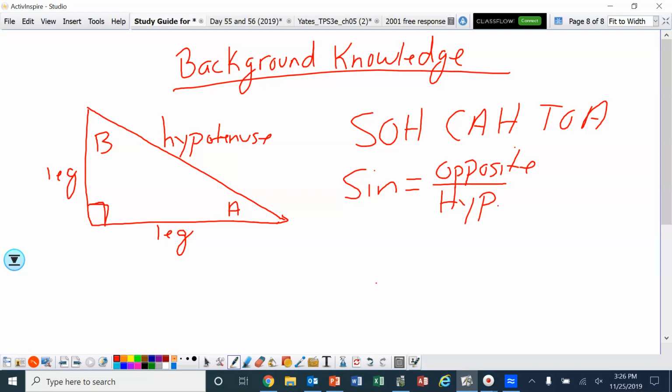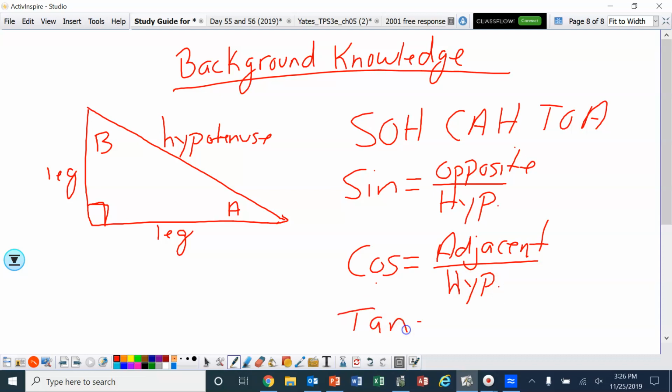or the letters. Okay, the C stands for cosine, and that's adjacent over the hypotenuse. Now remember, adjacent means next to. Okay, and then the T stands for tangent, which is the opposite over the adjacent.